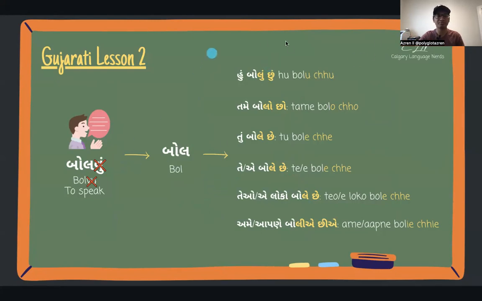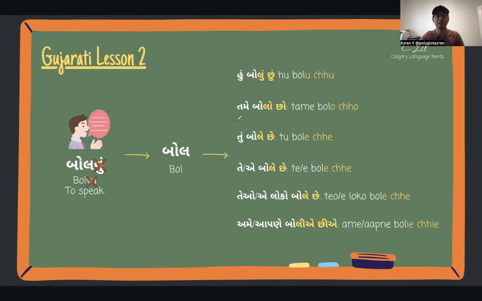Step 1, we remove the vu off the verb. Remember how I said all these verbs end in vu? Well, we cross that out. We get rid of it. We're left with a stem. So this is the verb bolvu. When we remove vu from bolvu, we are left with bol. Okay, bol. Let's clear these marker lines.